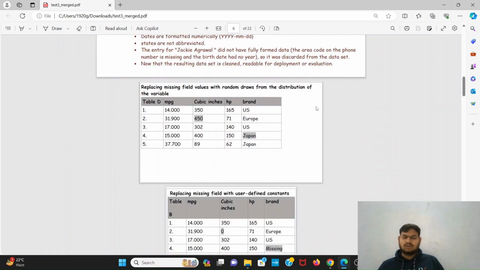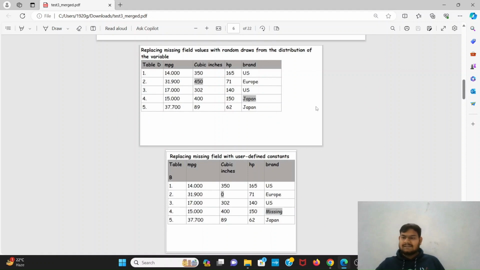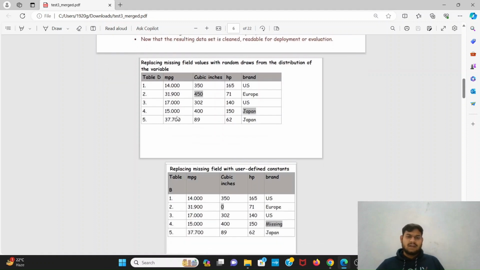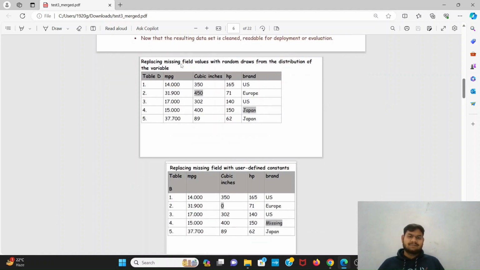Let's move on to the next question. Question number three. Consider the following database. Apply any three methods for finding out missing values. The given table is this. We have to find using a user defined constant, with mean and mode, and with random draws from the distribution of the variables. Firstly, replacing missing field values with random draws from the distribution of the variable.